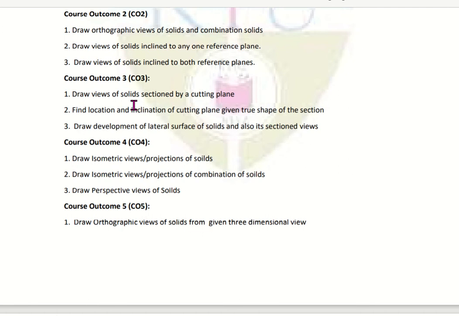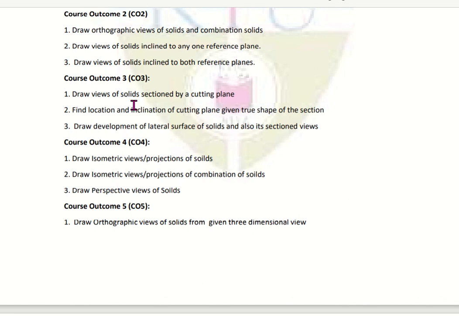Coming to CO3, that is course outcome 3, draw views of solids sectioned by a cutting plane and find the location and inclination of the cutting plane with given true shape of the section. Also draw the development of lateral surface of the solid, also its sectioned views.